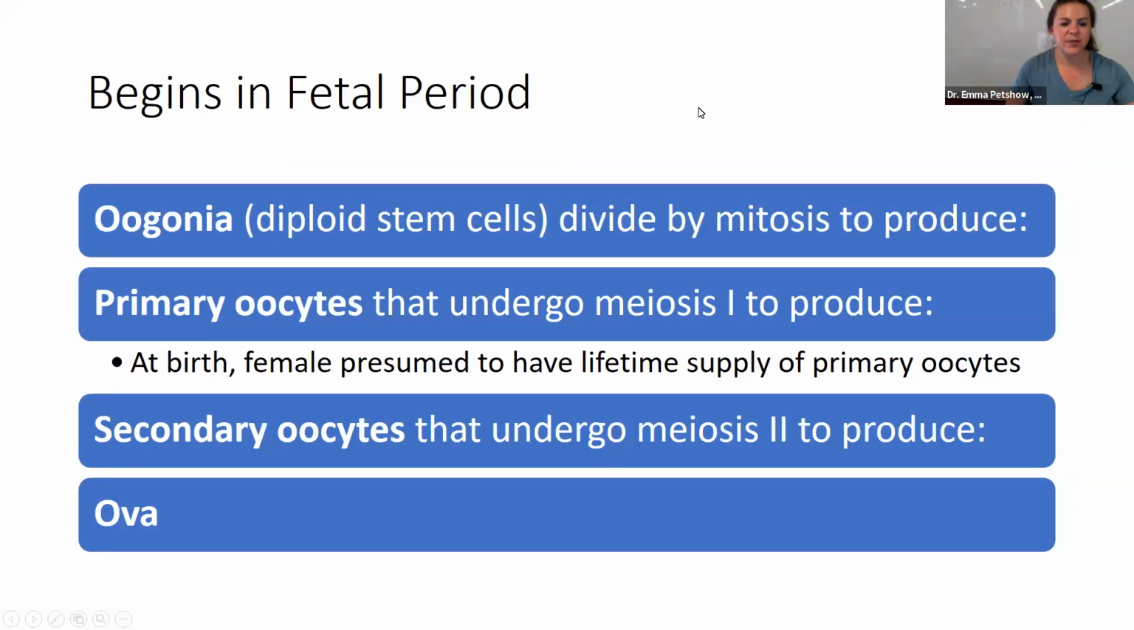Okay, it starts in the fetal period. So we're going all the way back to embryology, but not really. Oogonia are diploid stem cells. There are spermatogonia too. They both have gonia. These divide by mitosis and produce our primary oocytes. These undergo meiosis 1 to produce our secondary oocytes. These undergo meiosis 2 to produce ova. So that's the process: oogonia, primary, secondary, ova. All right, so at least follow there. At birth, females are presumed to have a lifetime supply of primary oocytes. So this is where we are at birth.